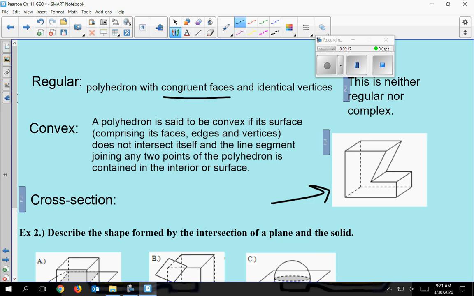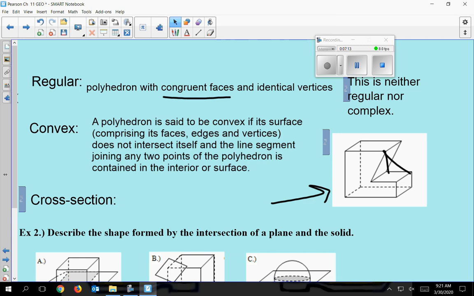So this last piece, if I drew a line between this point here and that point there, or this point and that point, that would be the interior of the surface, something like that. Okay. We don't really get into that too much. There's just some terms that go with it.